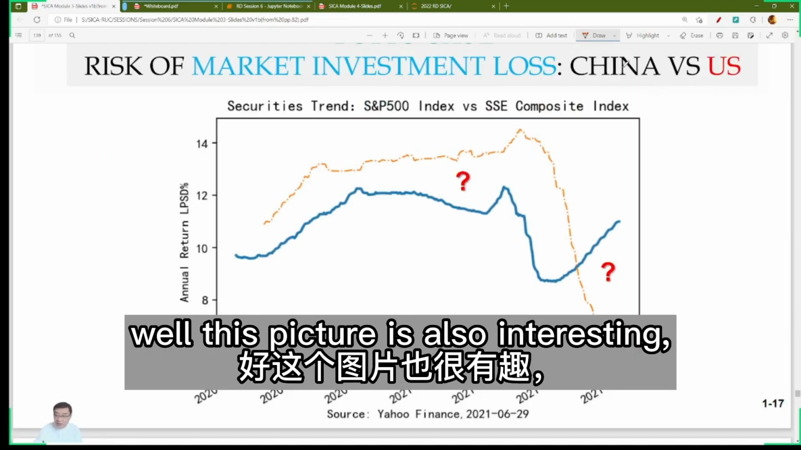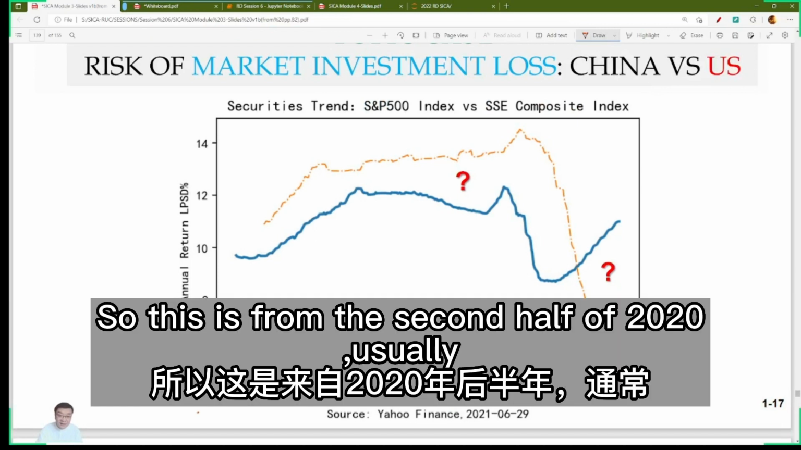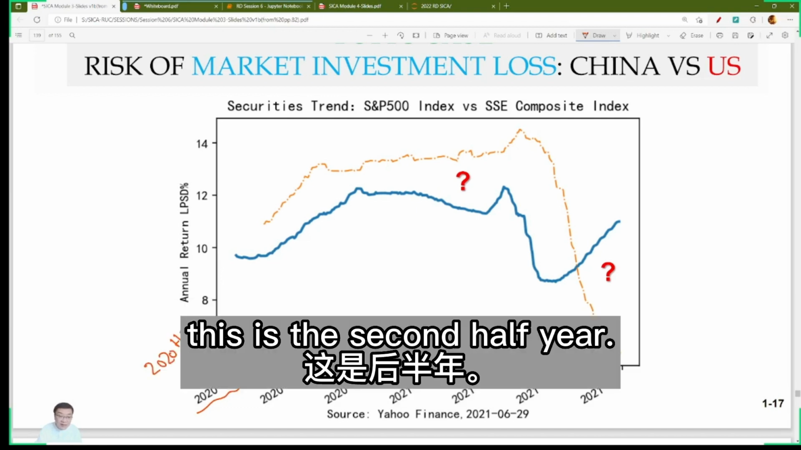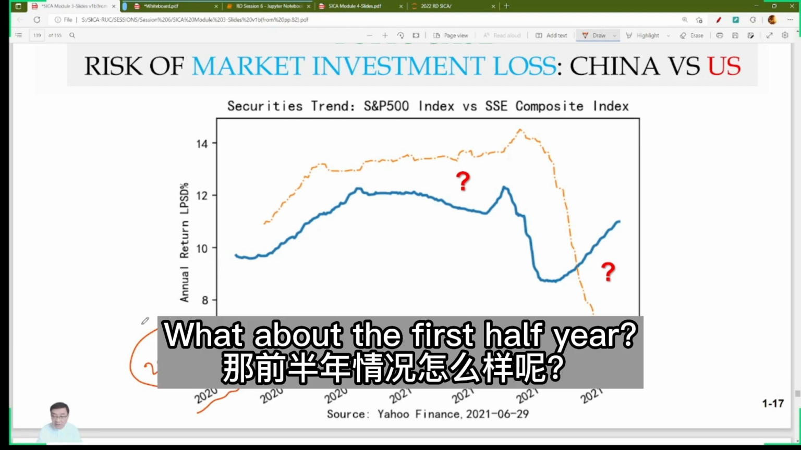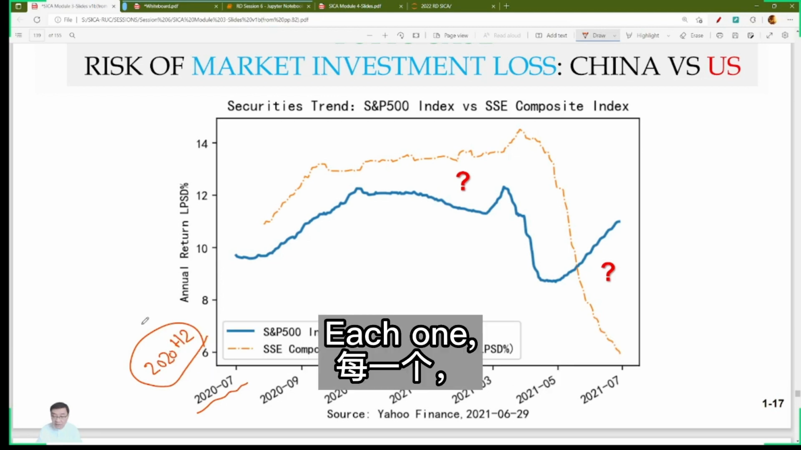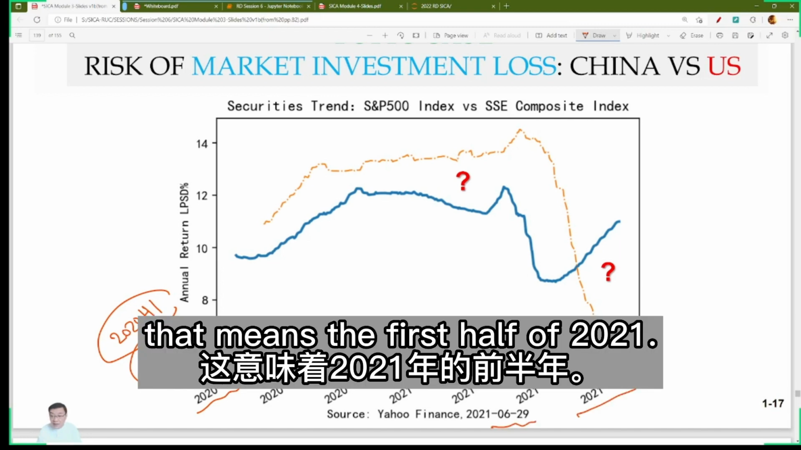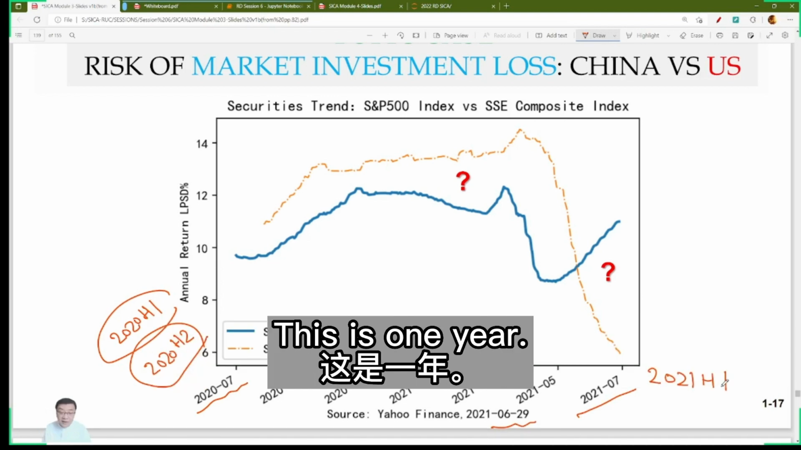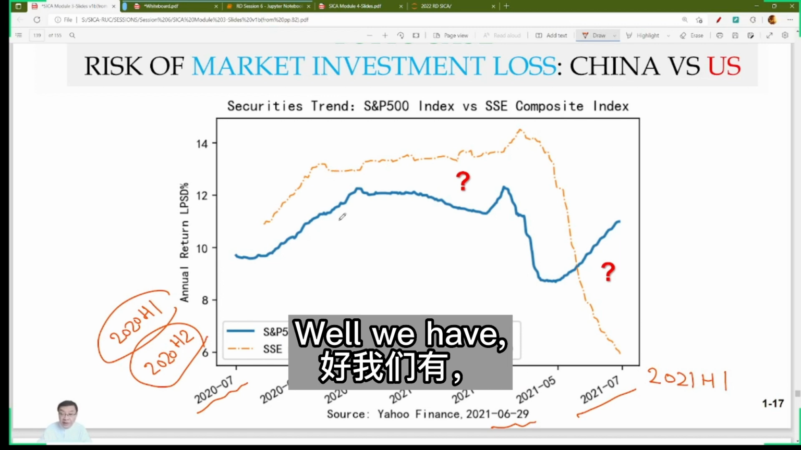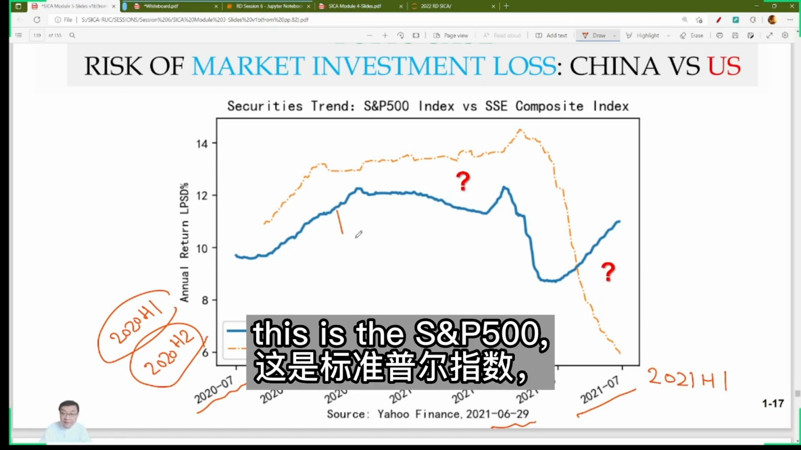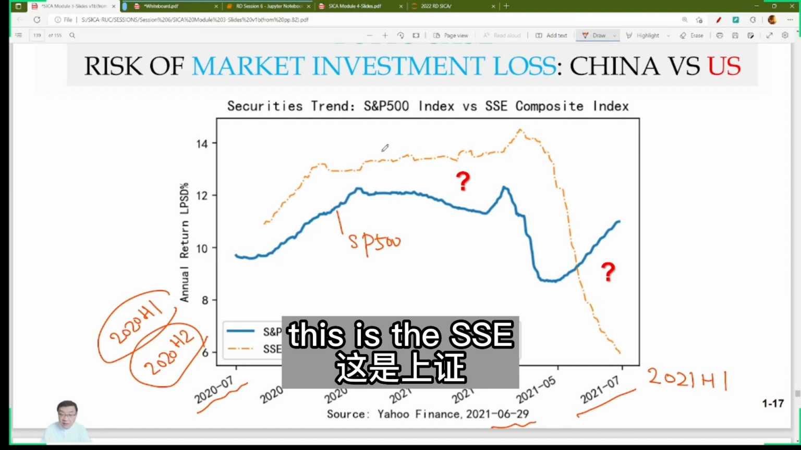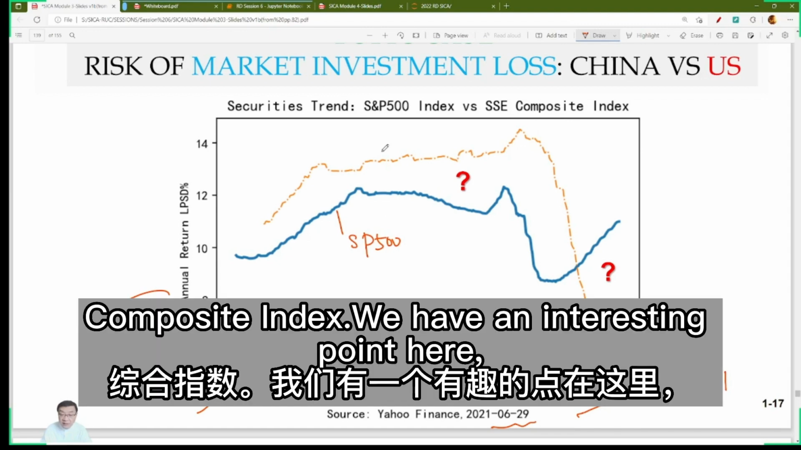Well, this picture is also interesting, right? So this is from the second half of 2020. Usually we say this as the second half year of 2020. What about the first half year, H1, until the end of June? That means the first half of 2021. This is 1 year. This is the Standard & Poor 500. This is the SSE Composite Index.